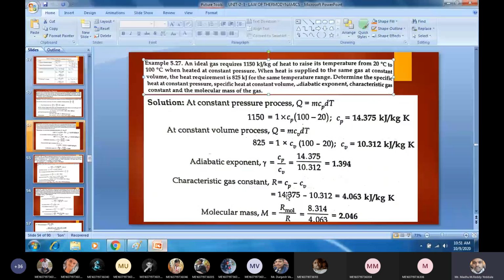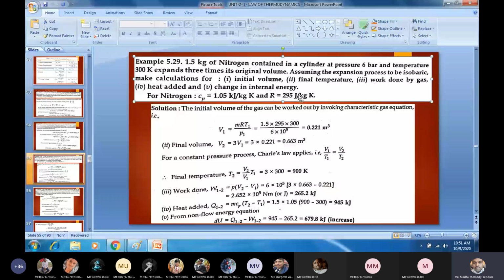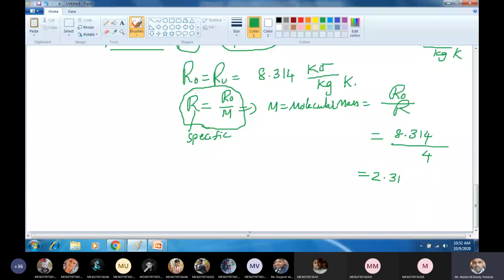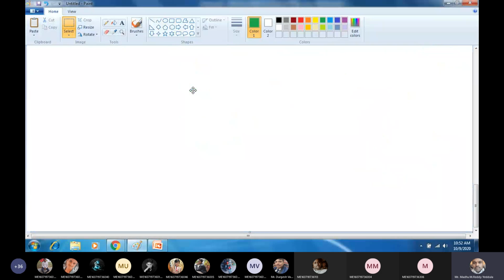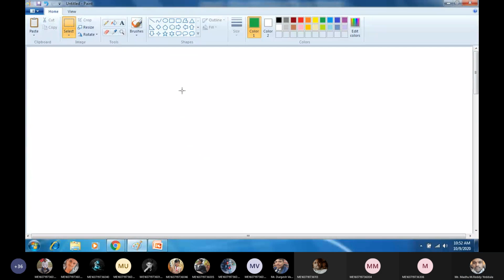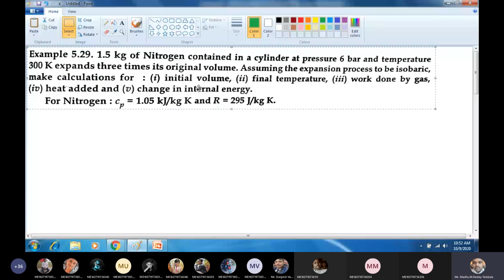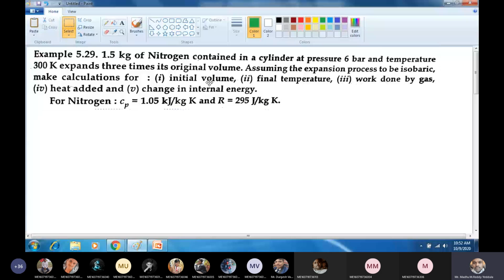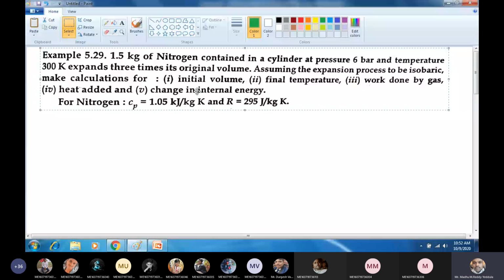Let me copy the question to the paint. Is it visible, problem? Please respond. Yes, sir. Is this right now? Yes. Just let me read the problem. 1.5 kg of nitrogen. Let me write the data given one by one.